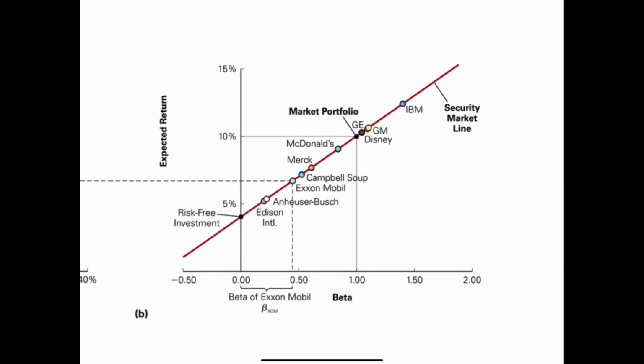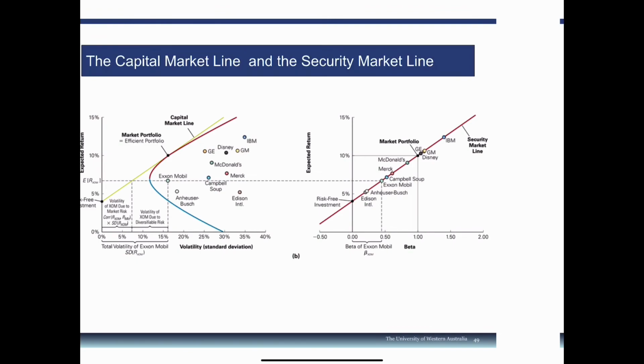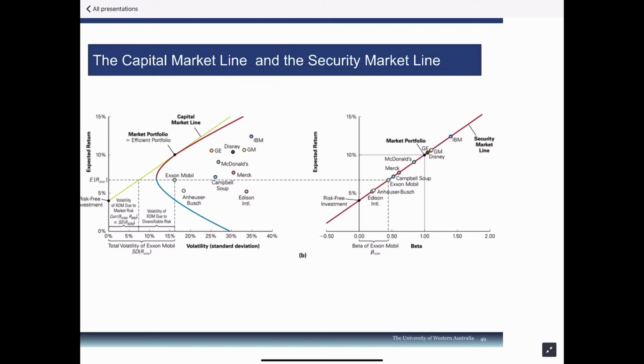here is the security market line. It's also a straight line, but you have to pay attention that the y-axis is expected return, and the x-axis is beta. So in your own time, please repeat that again. For the security market line, the y-axis is the same as the capital market line, expected return, but the x-axis is beta. The purpose of the security market line is to show a relationship between beta and return. Going back to what we did in week 10, we're trying to come up with a relationship between risk and return.